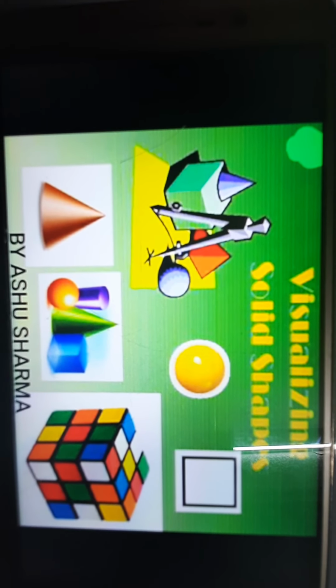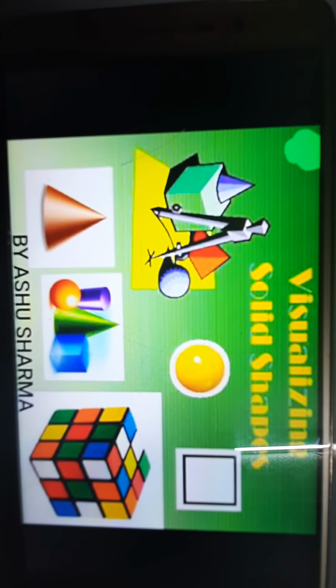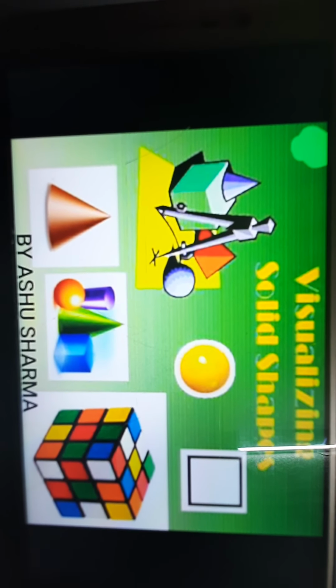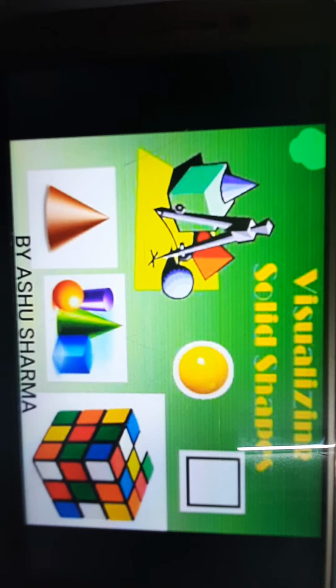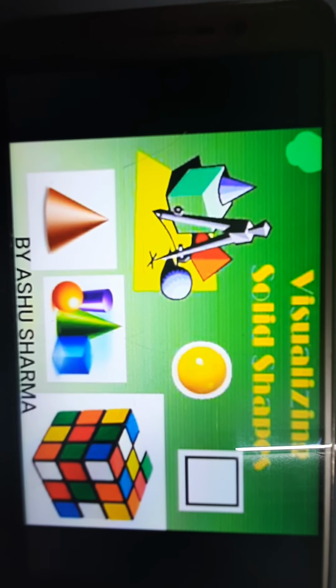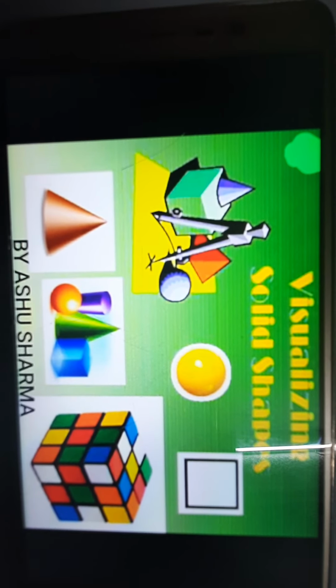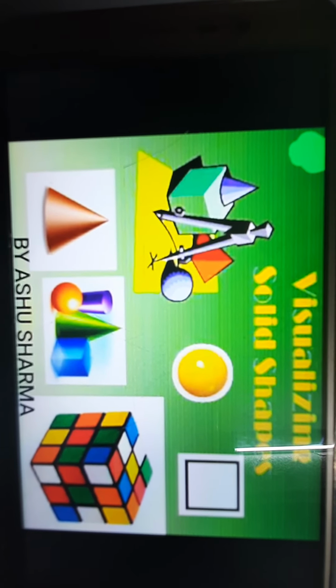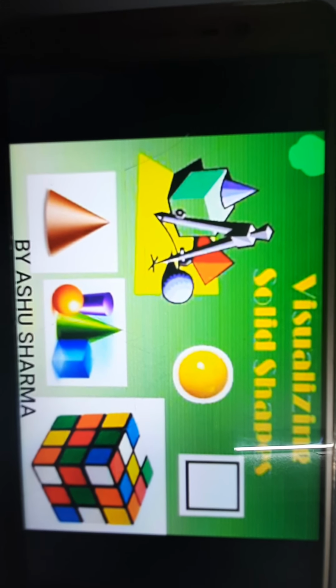Dear students, today in this video, we are going to start Unit 10 Visualizing Solid Shapes of your NCERT book. Dear students, in this chapter, we will study the 3D objects. 3D objects means three-dimensional objects. And what do we mean by the word visualizing solid shapes?